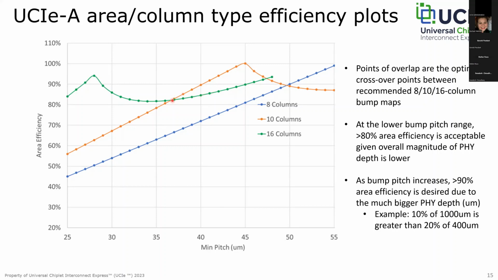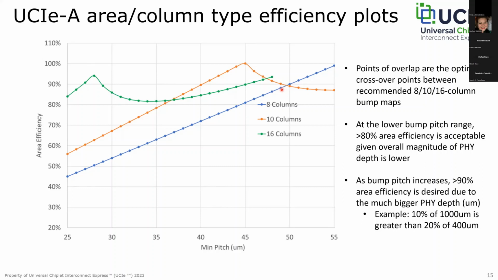And once the orange and green, or 10 and 16-column plots cross each other, that's essentially the point at which you want to cross over to the 16-column design and get above 80% areal efficiency. And similarly, in the opposite direction, when you cross roughly this point here, that's when you want to cross over to the 8-column for that areal efficiency.